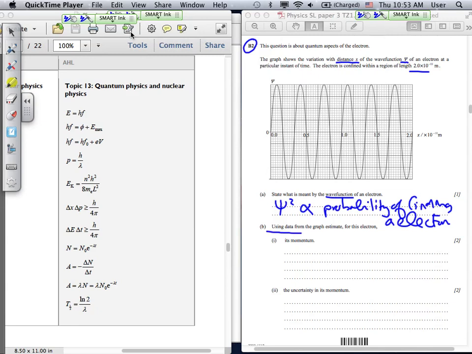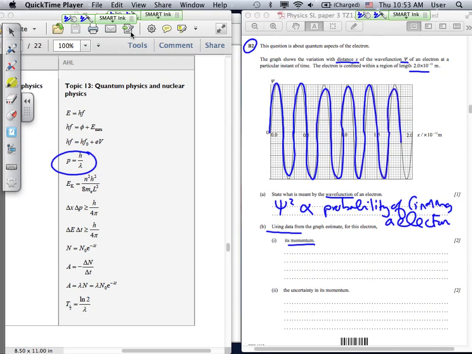Then it says use the data from the graph to estimate for this electron its momentum. So to do that, we're going to be using this formula over here, that your momentum is equal to h over lambda. That's de Broglie's hypothesis. Now we need to work out the wavelength. We can see here that we have this wave function, and each of these would be the wavelength. So the total is 6 wavelengths. If you count here, you'll see that there's 1, 2, 3, 4, 5, and 6.